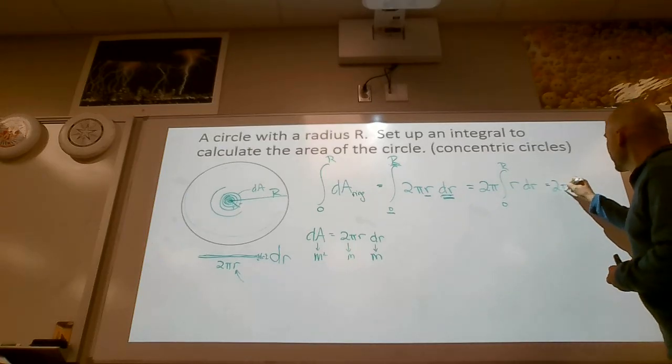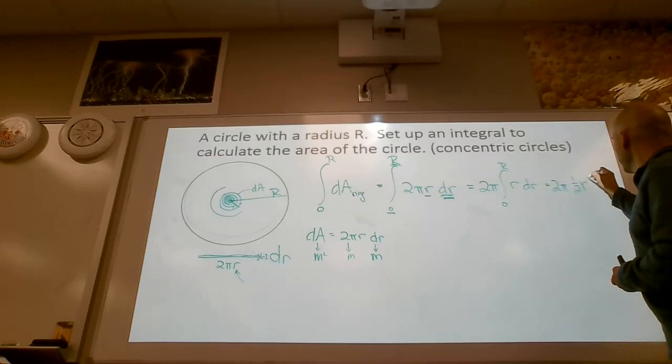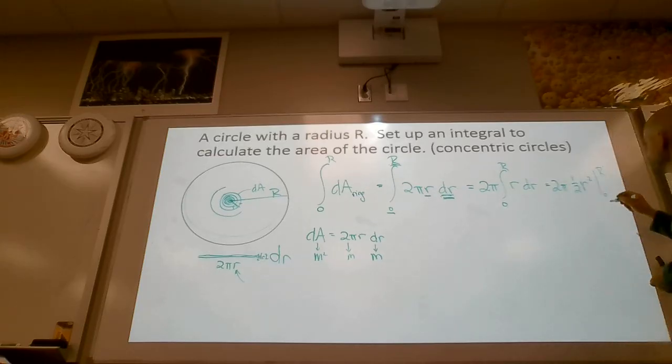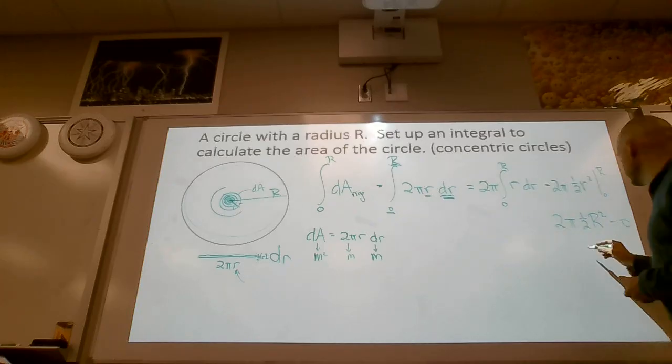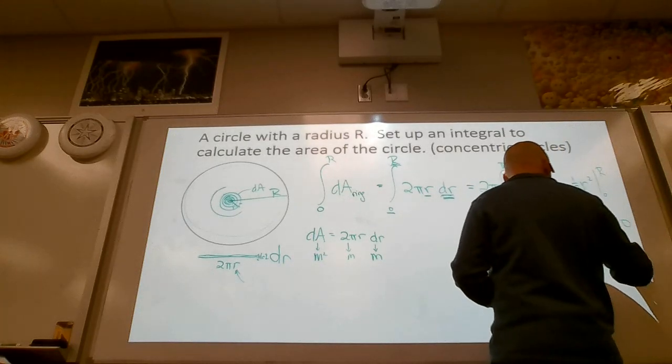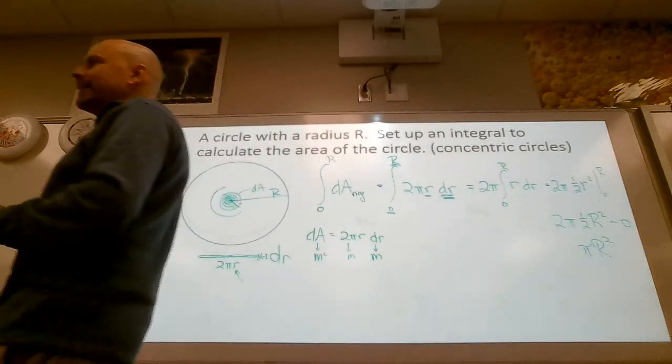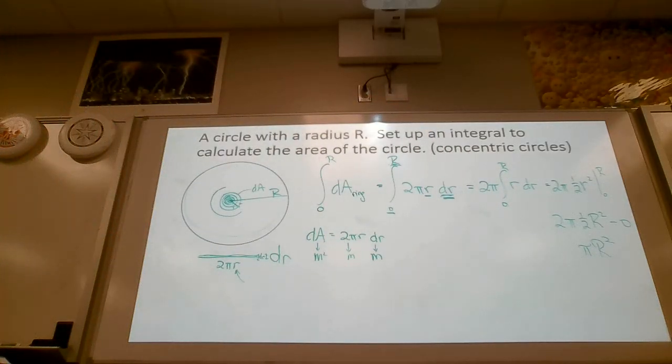Okay, so we got 2 pi times one half little r squared from 0 to R. We got 2 pi times one half R squared minus 0. Craziness. No way. Didn't see that coming. Pi R squared is the area. Good with that? James?